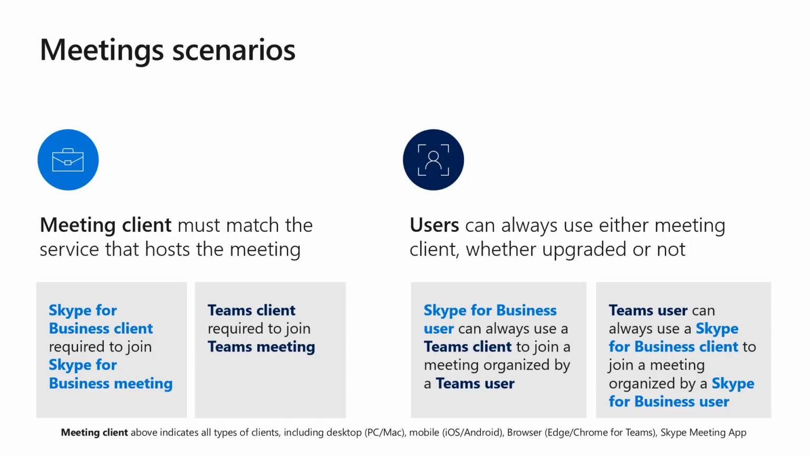Regardless of where the user is in their upgrade path, the users can always use either meeting client, whether they've been upgraded or not, right? So the Skype for Business user can always join a Teams meeting with the Teams client. Likewise, a Teams user can always join a Skype for Business meeting with the corresponding Skype for Business client. This is regardless of what coexistence mode has been assigned to the user.